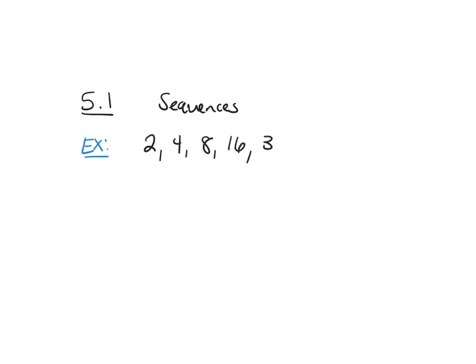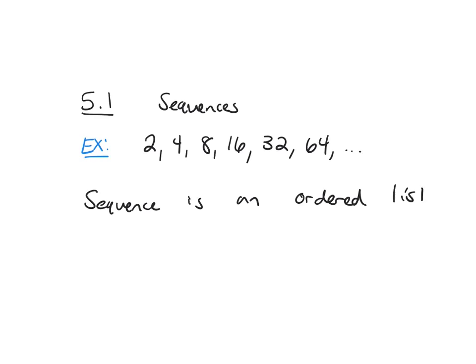We're going to start section 5.1 about sequences. So let's look at an example of a sequence. One example would be 2, 4, 8, 16, 32, 64, and so on. That's one example of a sequence. So a sequence is an ordered list.